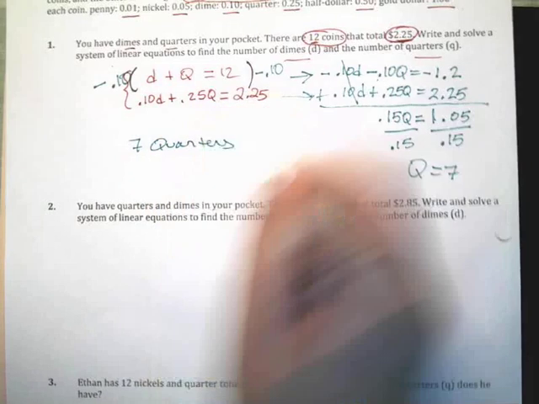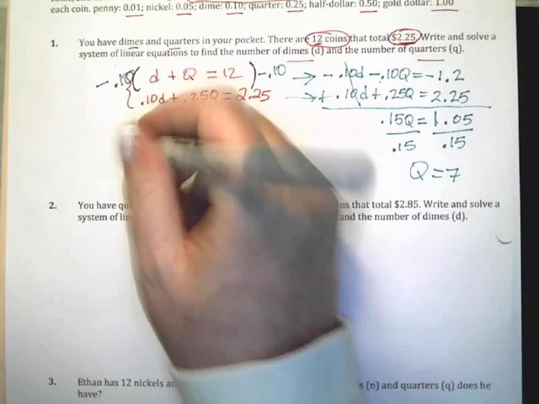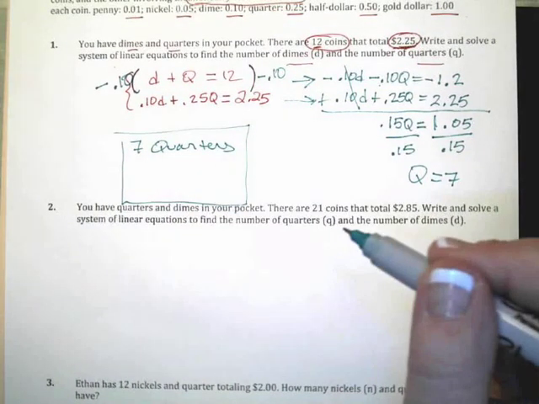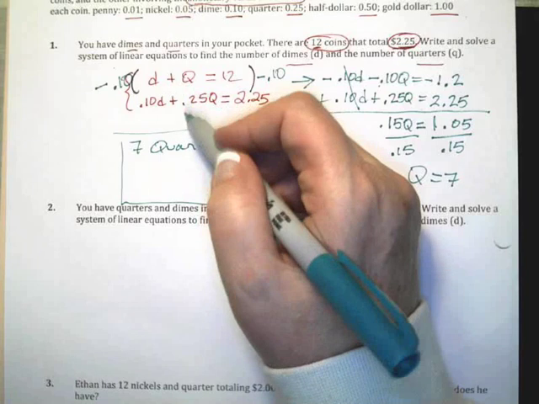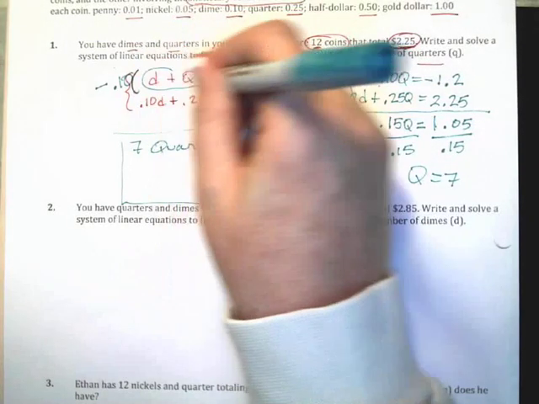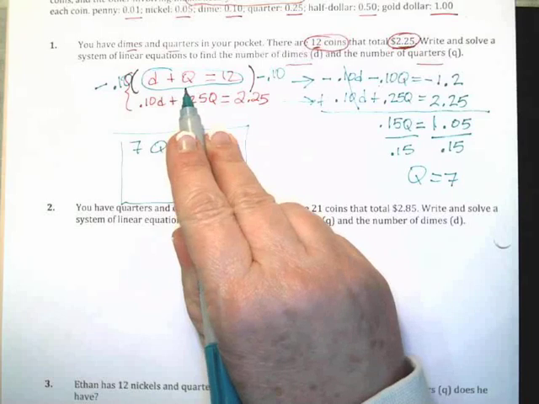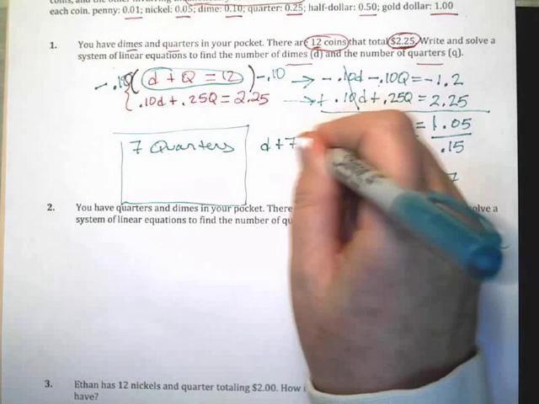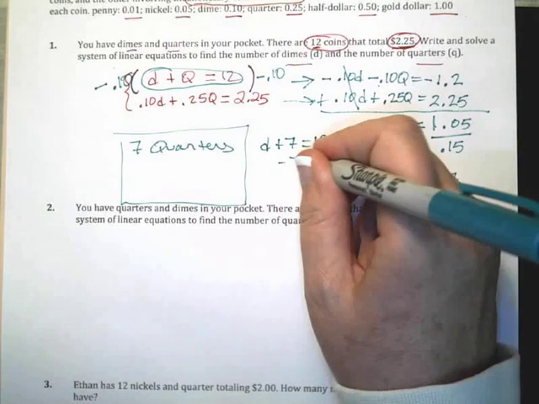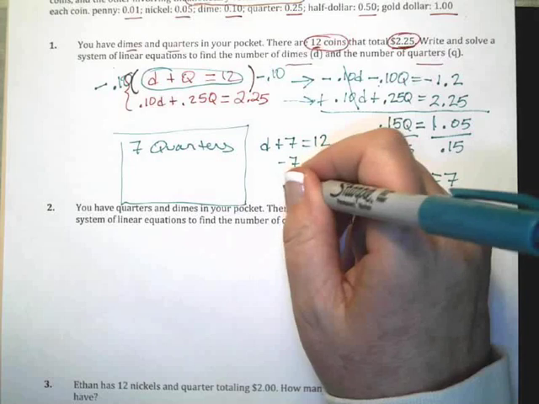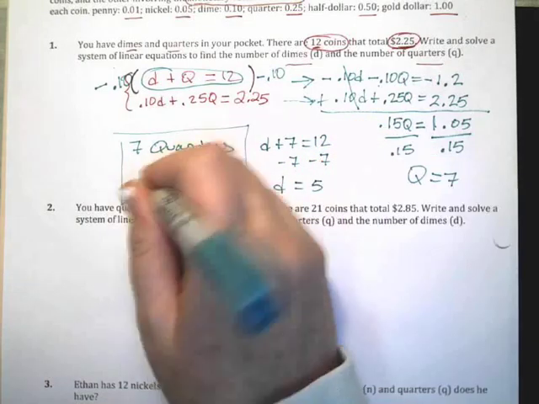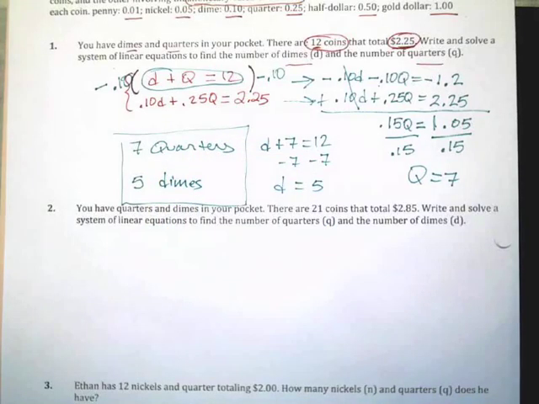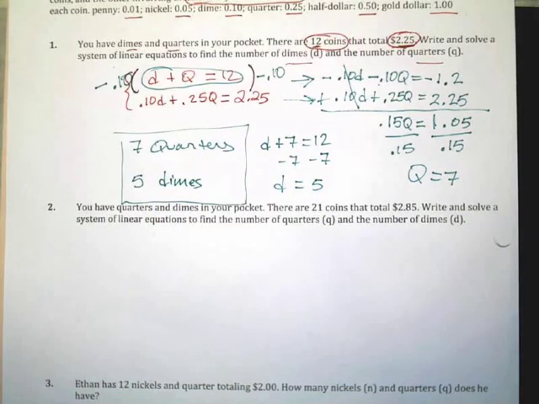So let's write our answers out. We have 7 quarters. Now the nice thing about these coin problems is there is an easy way to find your second answer. Out of the two equations, there's a simpler equation, that top equation. If we substitute 7 in place of q, we have d plus 7 equals 12, which means we're simply subtracting 7 from 12 to get the number of dimes. So 5 dimes and 7 quarters.